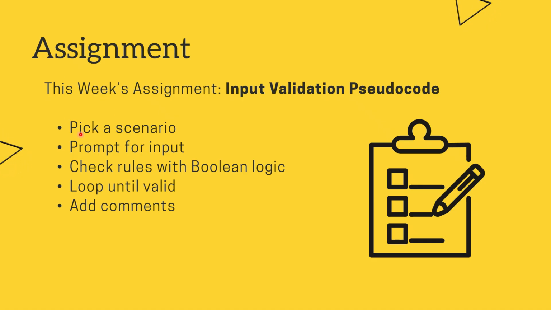So basically, you're going to pick a scenario, you're going to prompt for input, you're going to check the rules with Boolean logic, you're going to loop until it's valid, and then you're going to make sure that you add comments. Now, I want to emphasize, don't worry about making it perfect. I want you to focus on making your pseudocode clear and easy to follow. If I can read your steps and understand your logic, then your job is done.